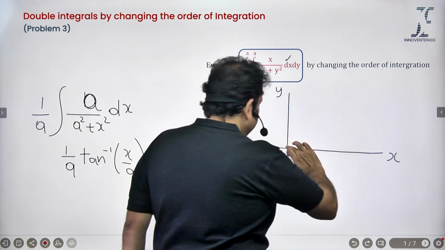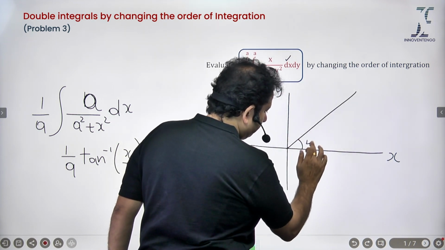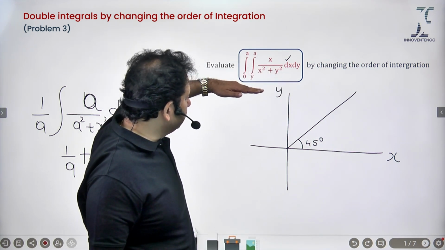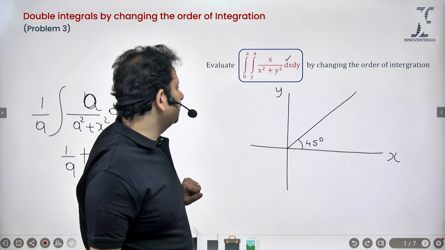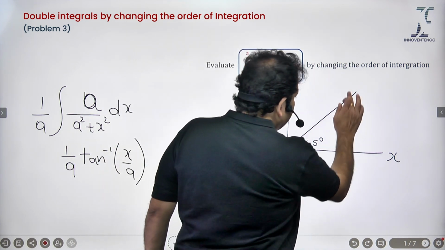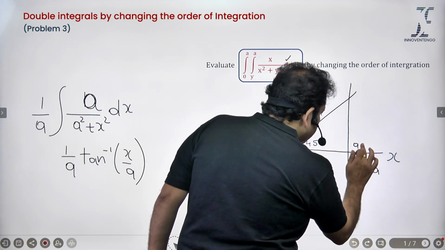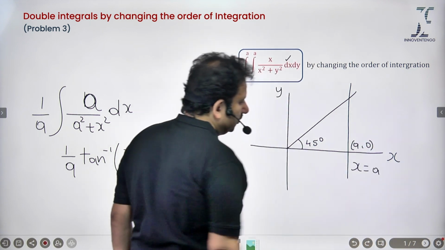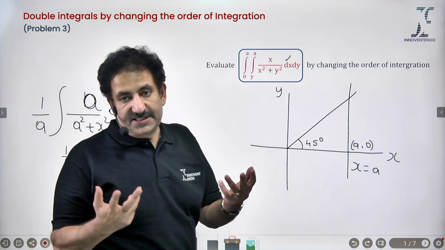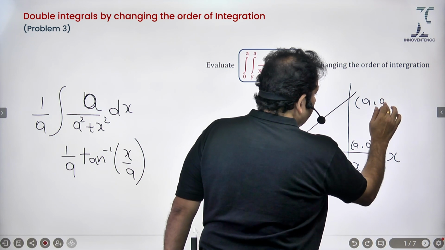So one of the lines that you're talking about is this, a 45-degree line, because if you observe the limits, it is x is equal to y. So that is your first limit. And then x is equal to a. How do you represent the line x is equal to a? That is, you're talking about the coordinates a comma 0 here. And since it's a 45-degree line, this point is quite easy because if x is a, y also has to be a. Your region is done.